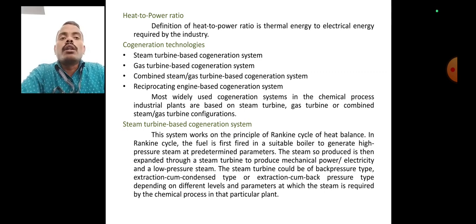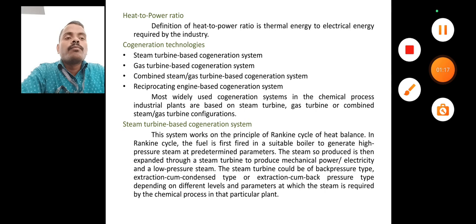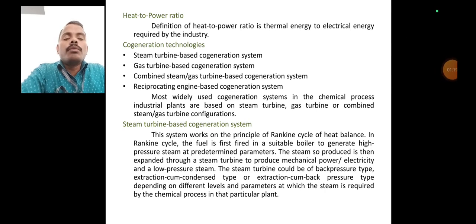Next is cogeneration technology. What different types of cogeneration technologies do we have? First one is the steam turbine based cogeneration system. Next is the gas turbine based cogeneration system, the combined steam and gas turbine based cogeneration system, and the reciprocating engine based cogeneration system. In the steam turbine based cogeneration system, the main purpose is producing electricity.